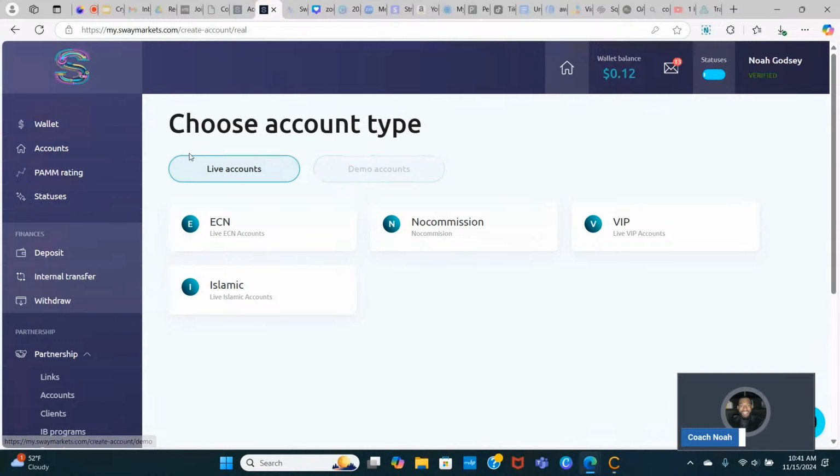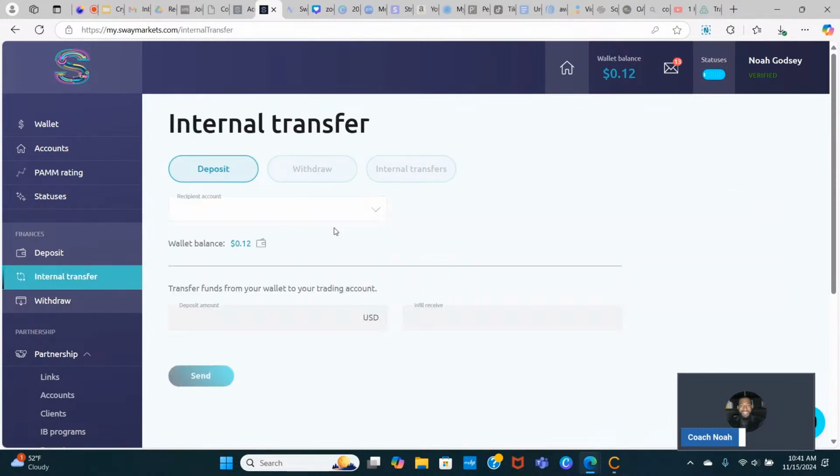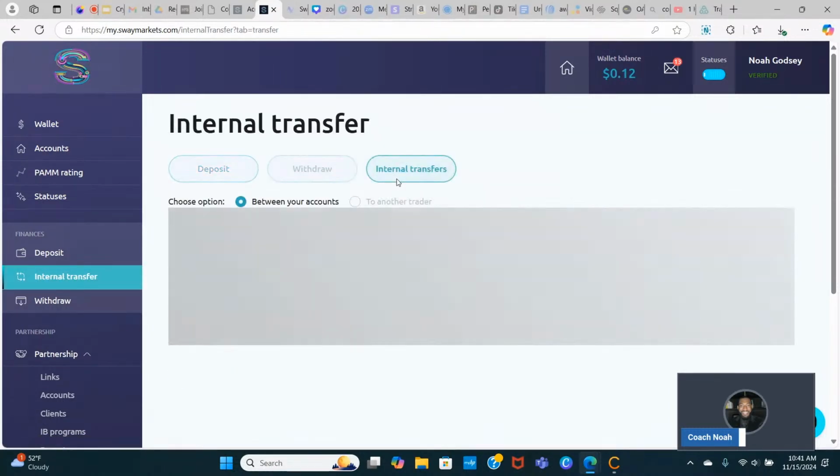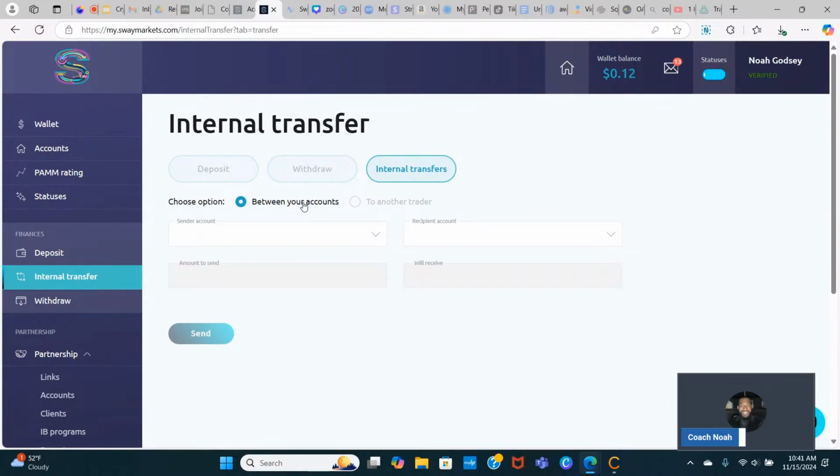Okay. So now what you want to do is make a transfer from your wallet to the account that you created, right? So you come over here to internal transfer, click on internal transfer, and you're going to click between your account, choose your account, right? The account you created. Oh, I'm sorry, you're going to choose the wallet, right? It's going to say wallet, and then the account that you want to send it to is the live account. All right, so you just choose your live account, choose the amount that you want to send from your wallet to that account, and then click send.